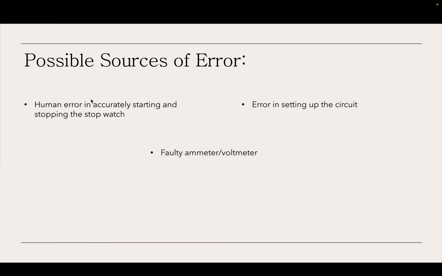Some possible sources of error could include human error in accurately starting and stopping the stopwatch. We could get a faulty ammeter or voltmeter reading, or we could have just had an error in setting up the circuit.